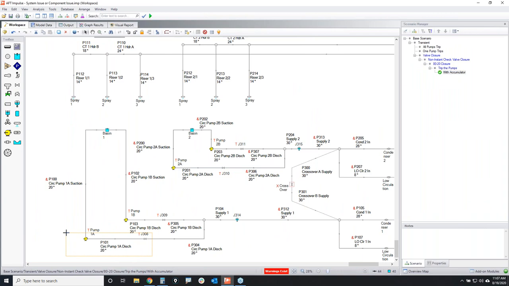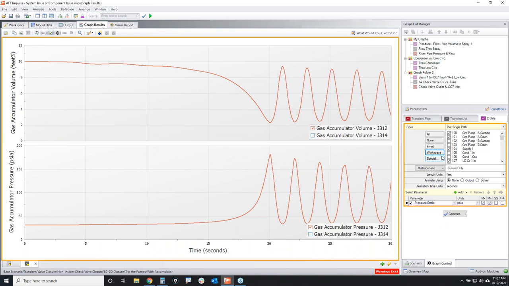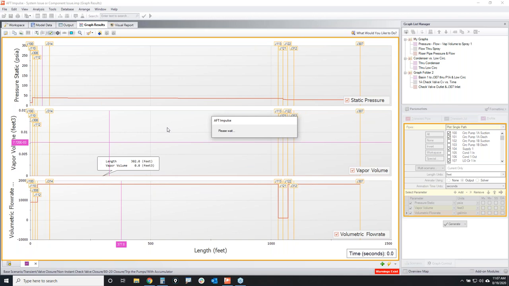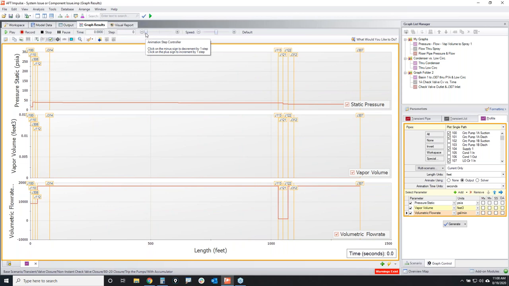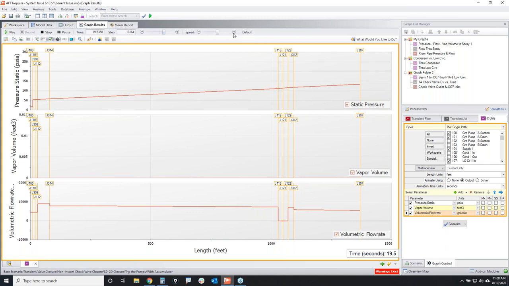Let's see what it looks like when we do a profile plot. If I go to the graph results window, hang with me, this will be the last thing I'm going to show you today. We'll look at vapor volume and we'll look at flow. All right, so I've got pressure, vapor volume, and flow. I'm going to speed forward to right when that valve is closing. There we go, and we'll press play. We'll speed up the animation a little bit.